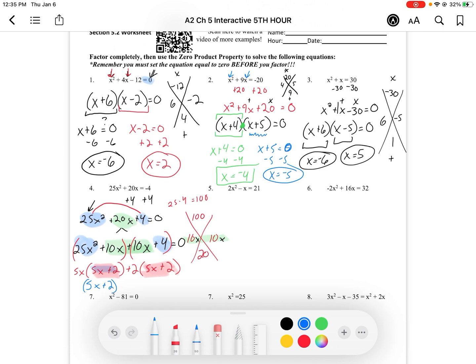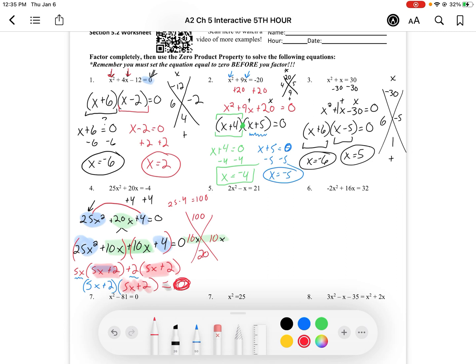So 5x plus 2, I just took the GCFs, put them together, times 5x plus 2. I multiplied it by the common factor, equals 0.